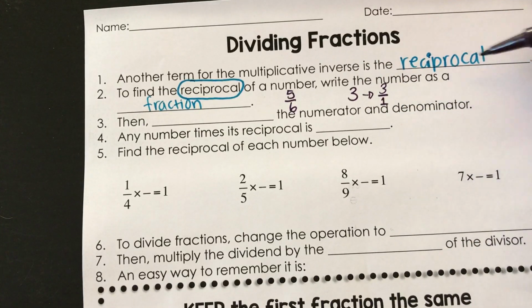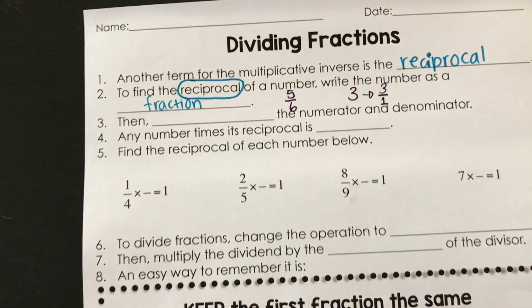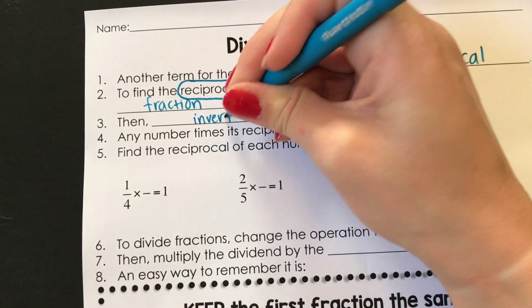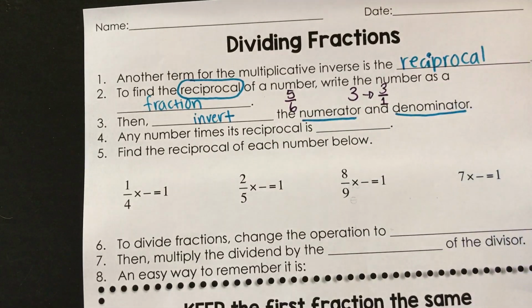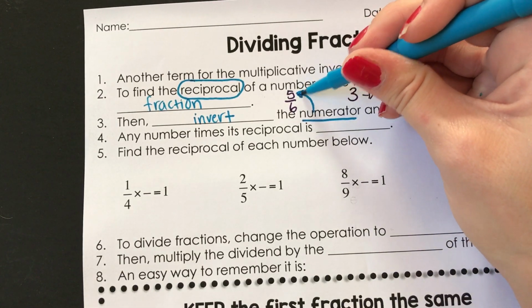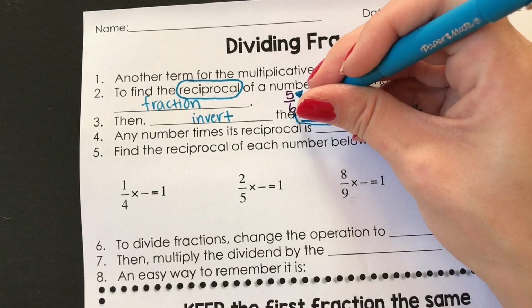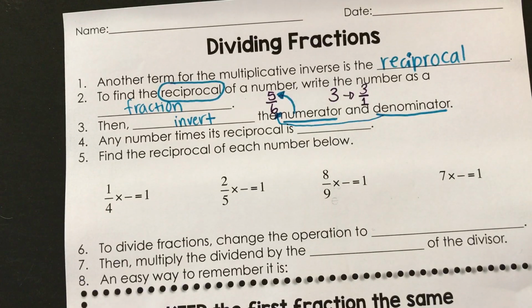So I first need to write the number as a fraction. For these two examples, I did that. Then I'm going to move on. Then I'm going to invert the numerator and the denominator. Gentle reminder, numerator is the number on top, and the denominator is the number on the bottom. Gentle reminder, you guys already knew that. So I'm going to do that now.